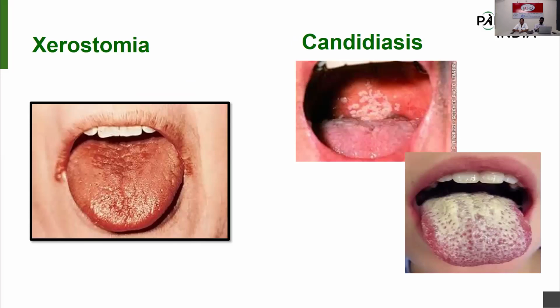So these are the images. Xerostomia, that is, you can see that the tongue is inflamed, and also candidiasis. Candidiasis will be curd-like patches, right? Fungal patches will be there. Candida albicans is the main name that is said. White patches or curd-like patches will be visible in the palate or any mucosal layer of the mouth, right? Or on the tongue, as seen in the image.